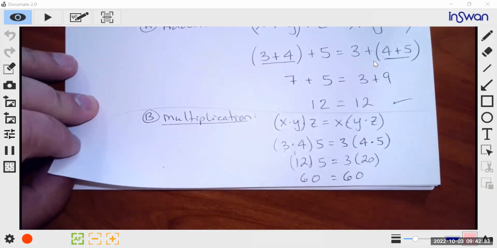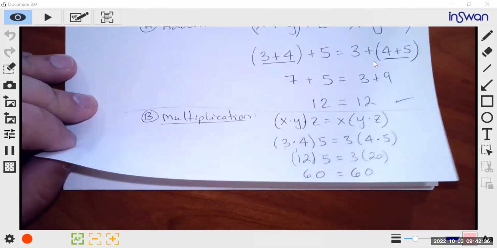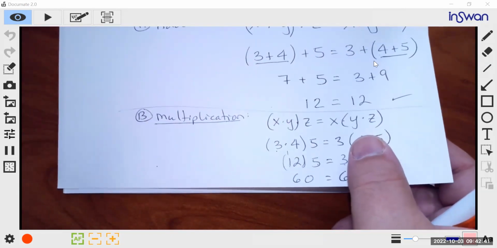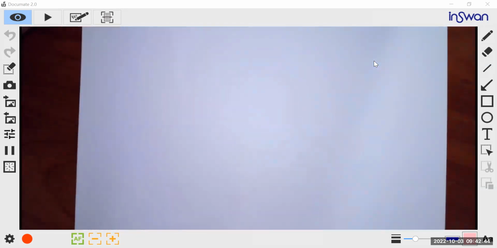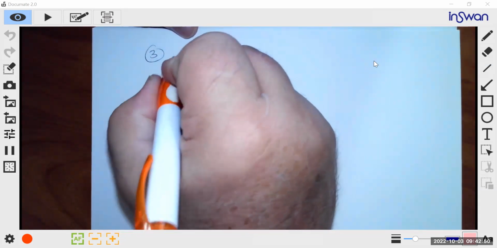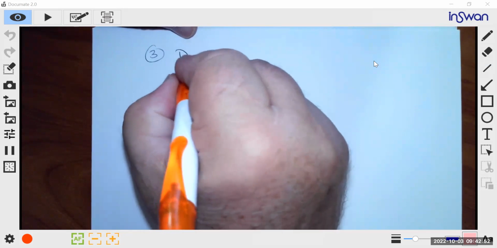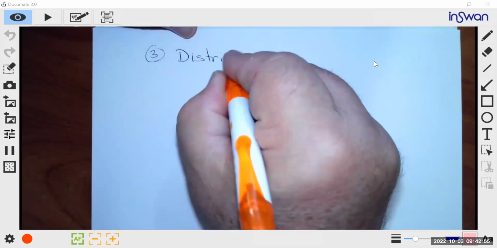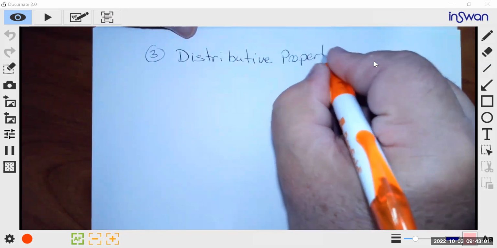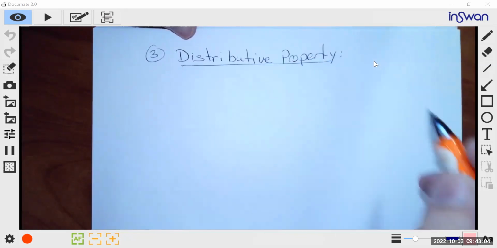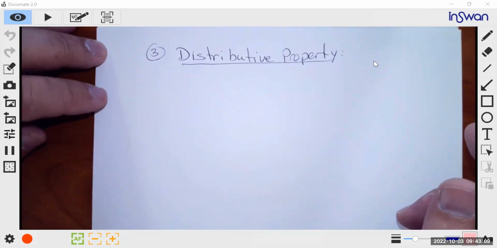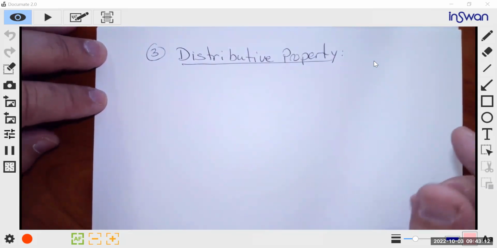So the commutative property says we can move them around. The associative property says we can group them however we want to. But you notice in the first two properties, we've separated multiplication and addition. The third property is probably the most important one you'll learn. It's called the distributive property. The distributive property takes both the addition and multiplication and puts them on the same equation.